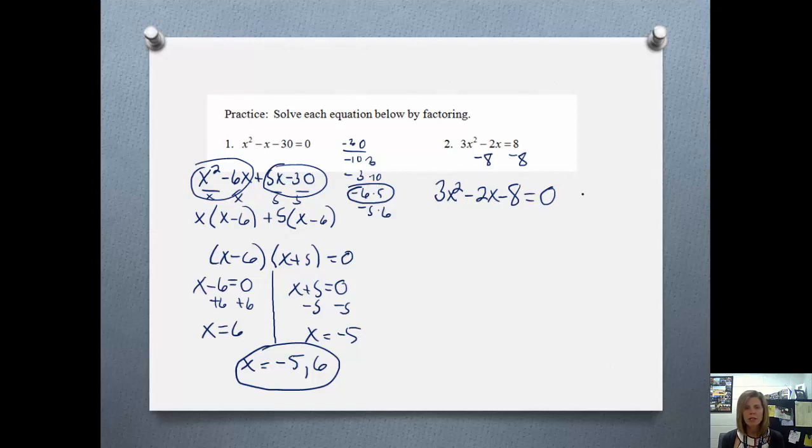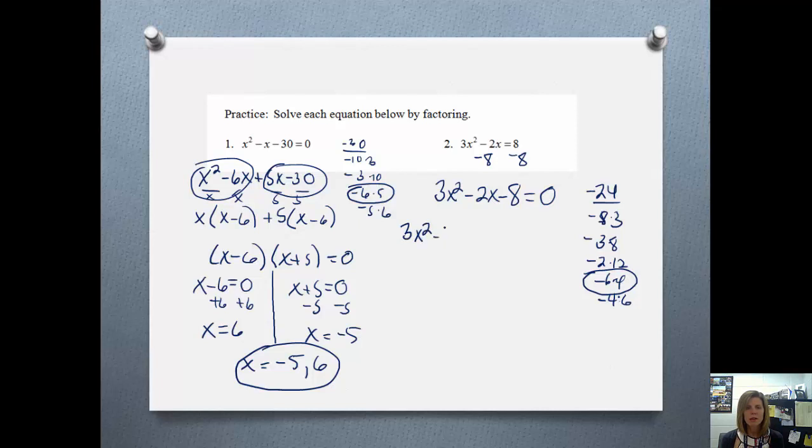We'll take 3 times negative 8, and that's going to give us negative 24. And then we just need to think of some choices. Negative 8 times 3, negative 3 times 8, negative 2 times 12, negative 6 times 4, negative 4 times 6. So we've got all sorts of choices. I would like to get negative 2, so I'm going to pick this one right here because negative 6 plus 4 is negative 2. So let me get it set up for grouping.